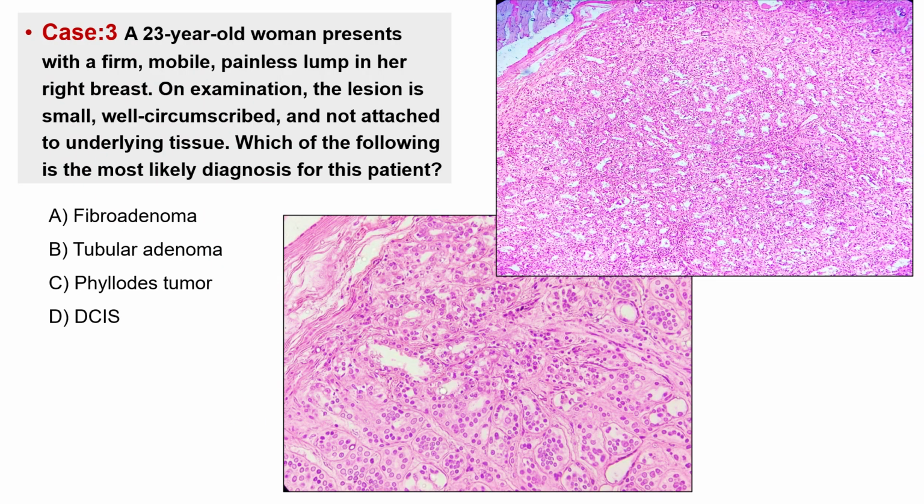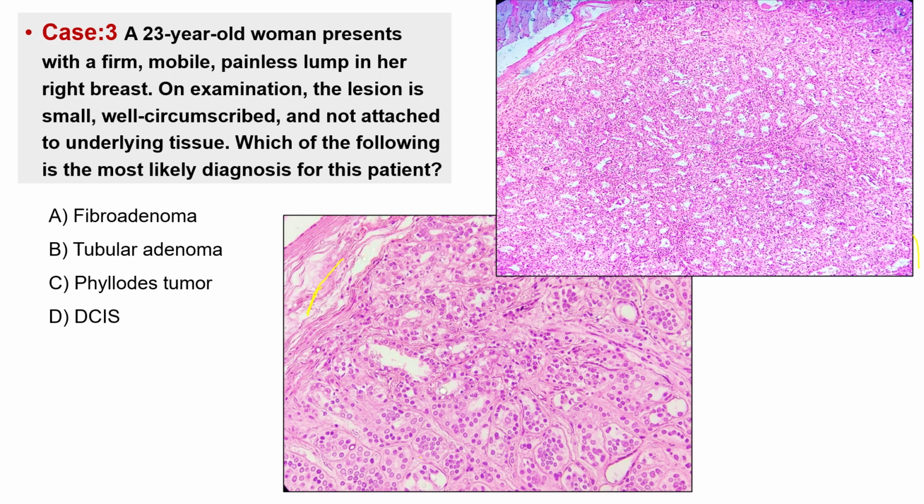This is case 3. A 23-year-old woman presents with a firm, mobile, painless lump. Okay, 23 years, young woman, firm, mobile, painless, giving a clue that it is a benign condition. On examination, the lesion is small, well circumscribed, and not attached to the underlying tissue. So, based on the clinical picture, you will get that it is a benign lesion. Here you will see a scanner view, well-formed tubules lined by double layered epithelial cells as shown in the low power.